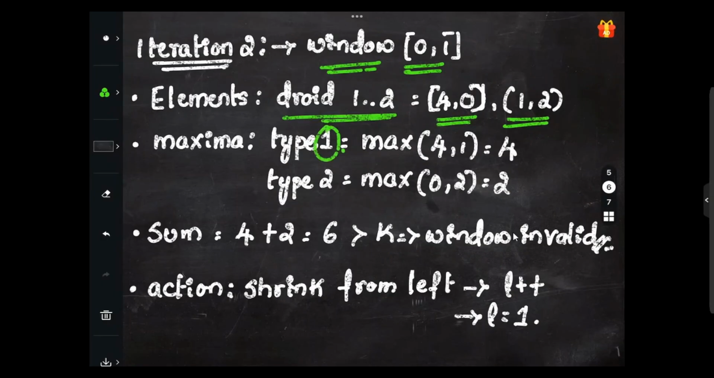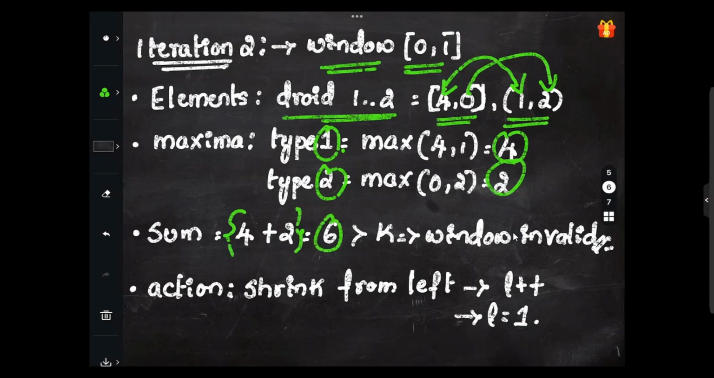For type 1 we have max of 4 comma 1, and this one, type 2, max of 0 comma 2. Max of 4 comma 1 is 4, and type 2 max of 0 comma 2 is 2, right? So we have got 4 and 2. We will sum these two things, and when we sum we get 6, right? 6 is less than or equal to k? No, k we have 4, right? So 6 is greater than k here.